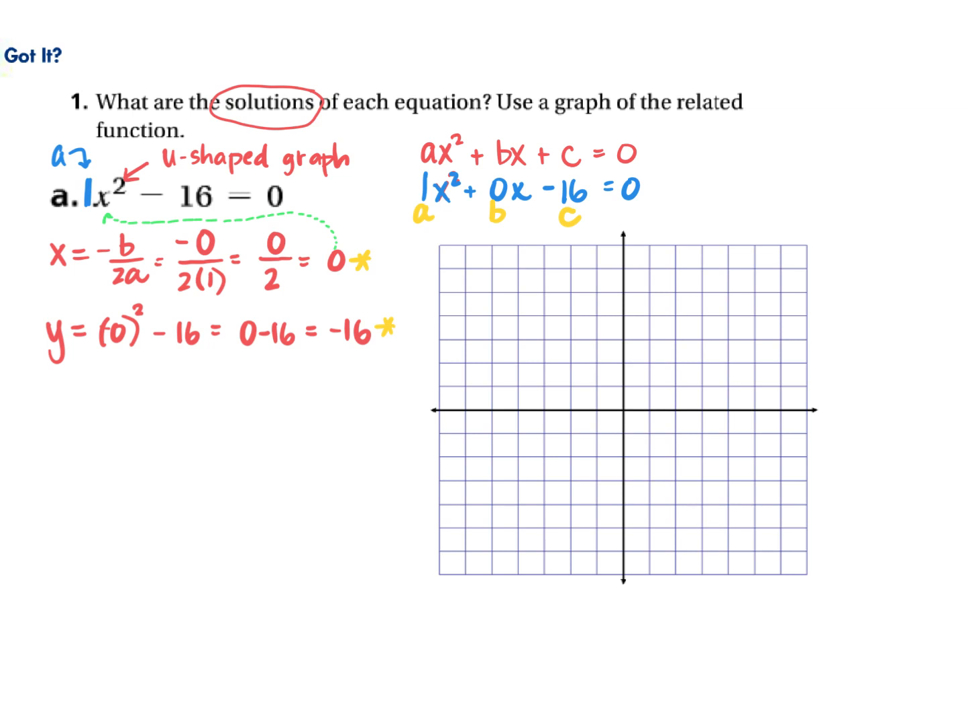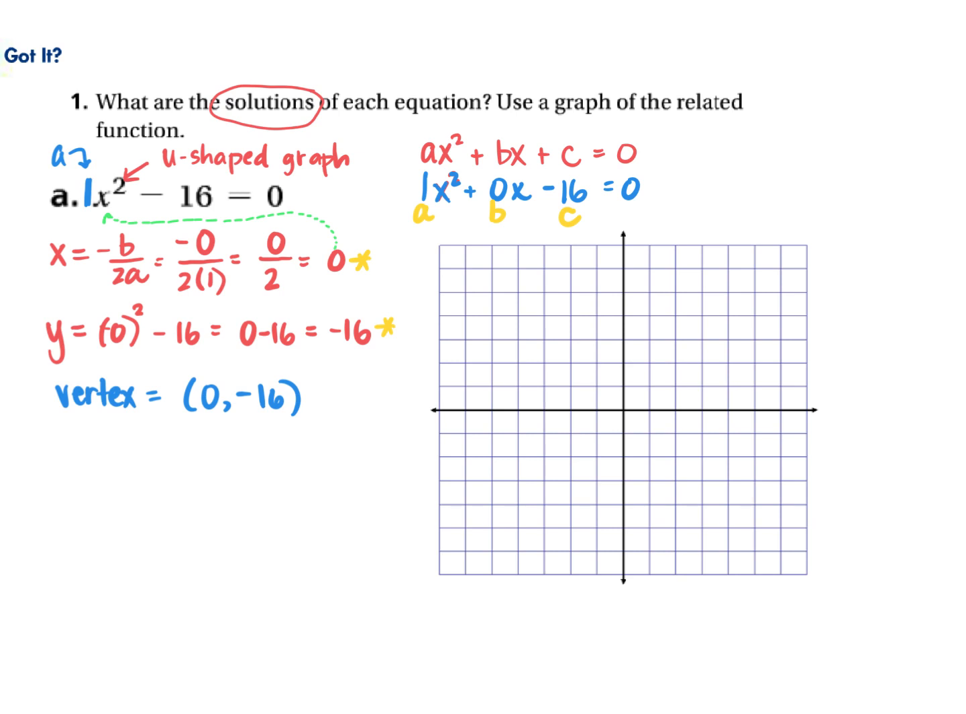And so we would identify our vertex as (0, negative 16). That is the right way to write that vertex. You put the x number first and the y number second. And then we graph that on our graph.